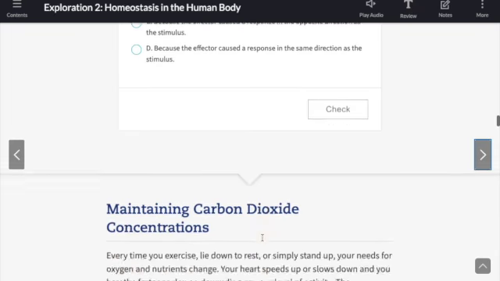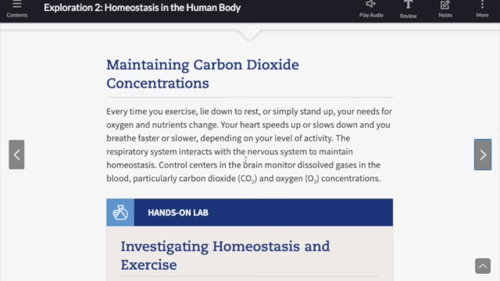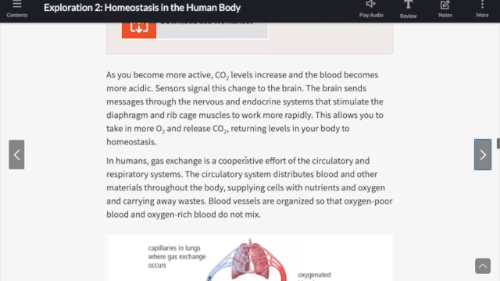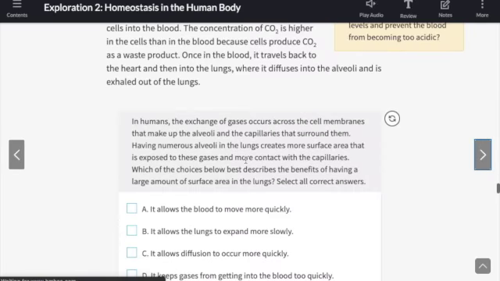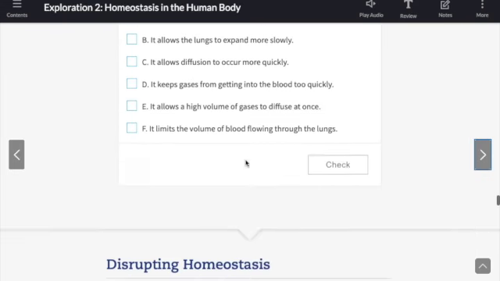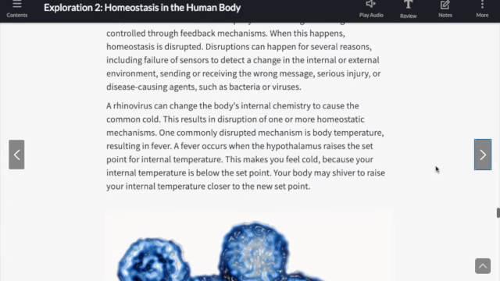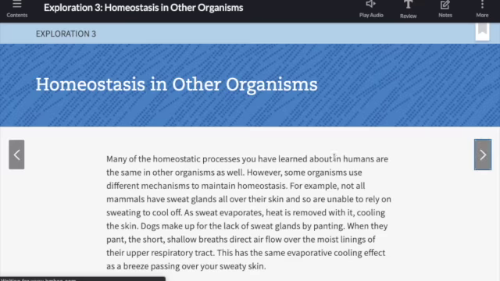Another example, maintaining carbon dioxide concentrations. There are a number of examples here. I'm not going to talk about all of them because you're going to read about all of them. And the third exploration has to do with homeostasis in other organisms.